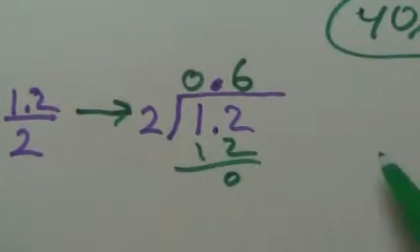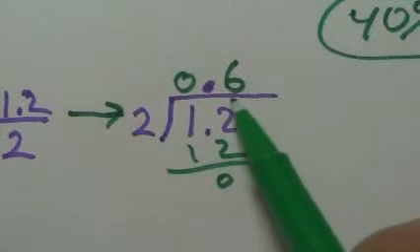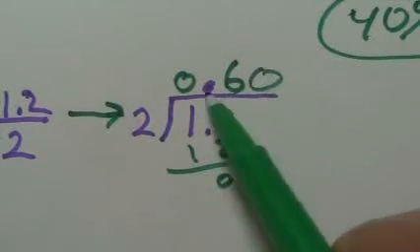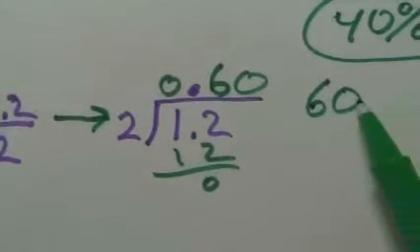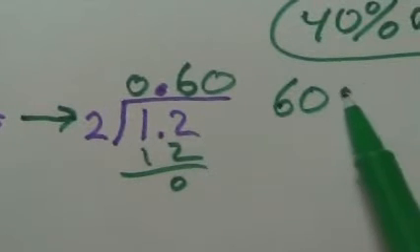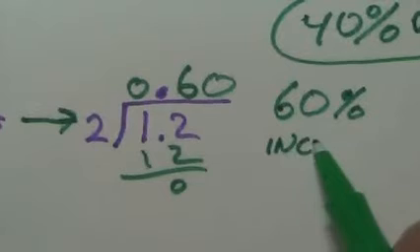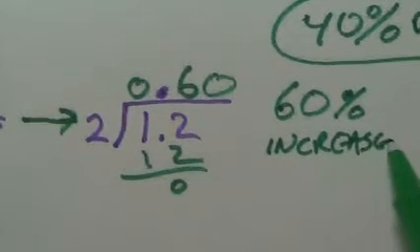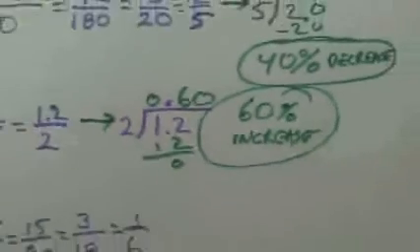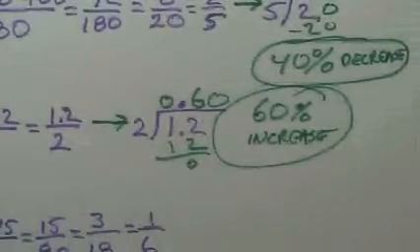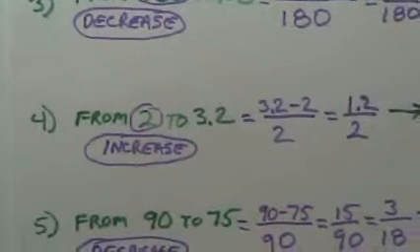There's nothing left over. So we move the decimal over 2 times to make it a percent. This is a decimal. Make it a percent. Move it over. You have to add a 0. So it is 60%. And that was an increase. So from 2 to 3.2 is a 60% increase.